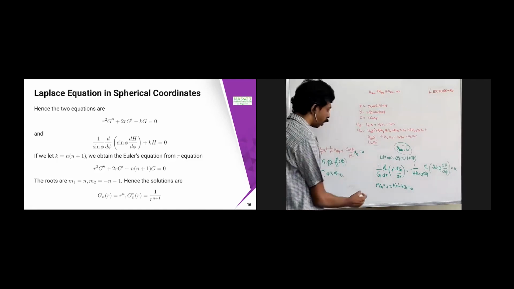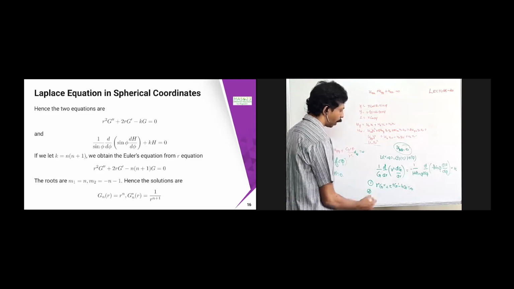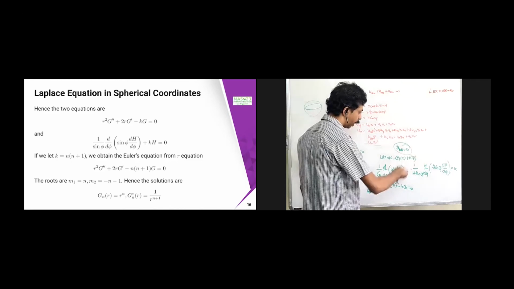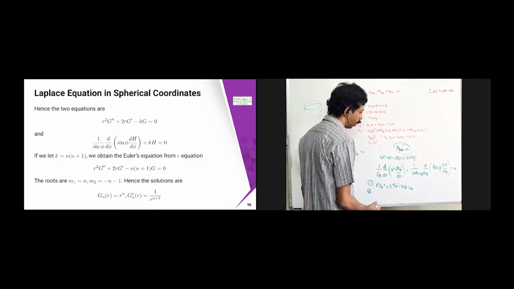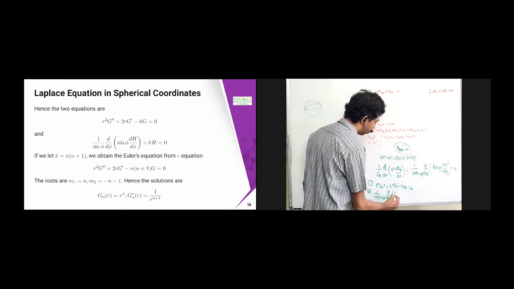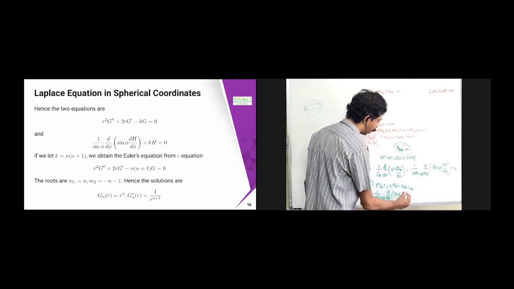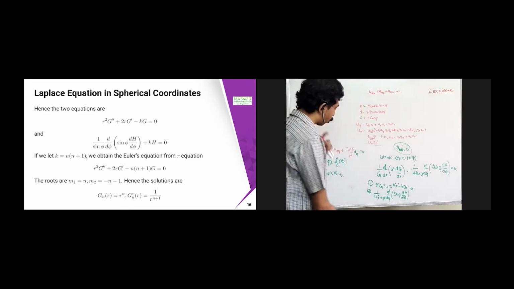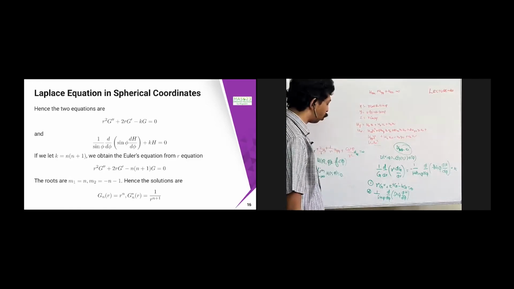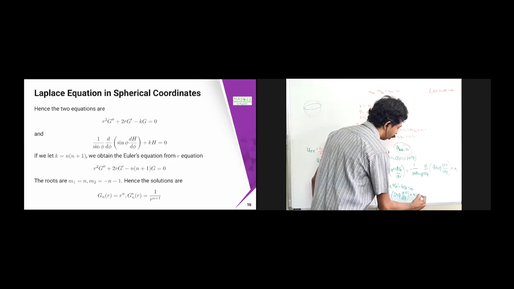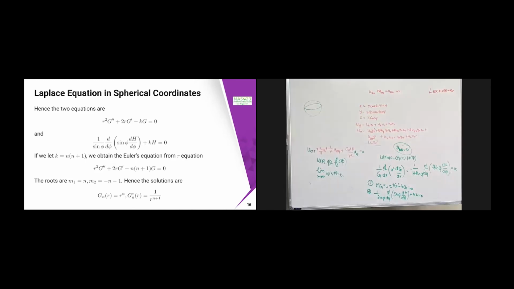This is equation number 1, and equation number 2 becomes: I can just bring that k over and multiply by minus, so you are going to get 1 by h sine pi, d by d pi of sine pi into dh by d pi, plus kh equal to 0. So I'm going to multiply by h and remove it from here. Therefore, this is going to be plus kh equal to 0. So again, I have two equations.